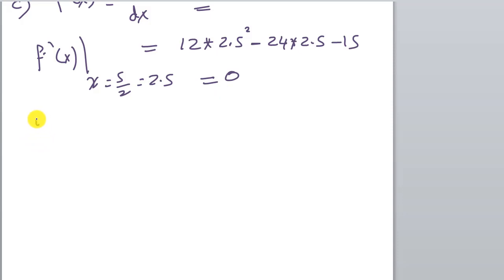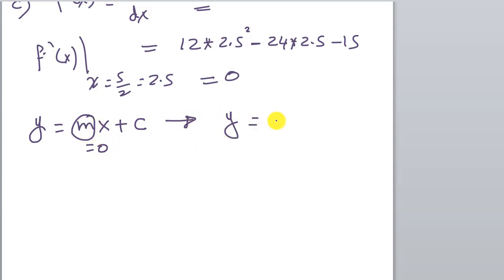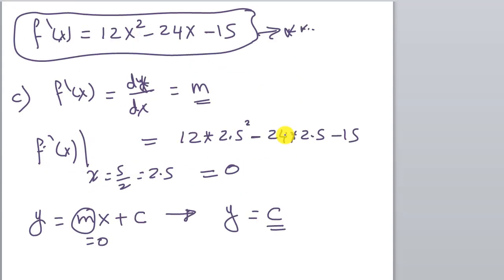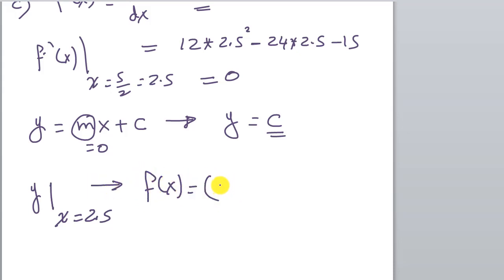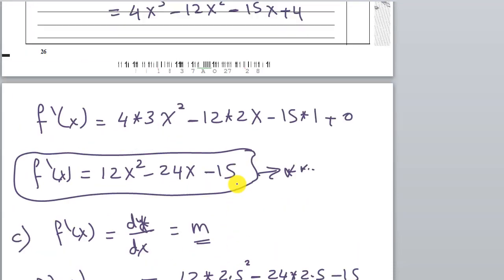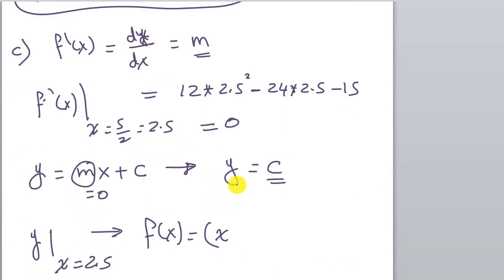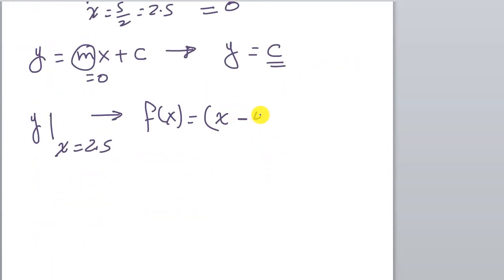So if I write the equation y is equal to mx plus c, this m now is equal to 0. So the equation is y equal to c. We need to find c. So we need to find y at x equal to 2.5. So f of x is equal to x minus 4 multiplied by 2x plus 1 squared. So this is y at x equal to 2.5.